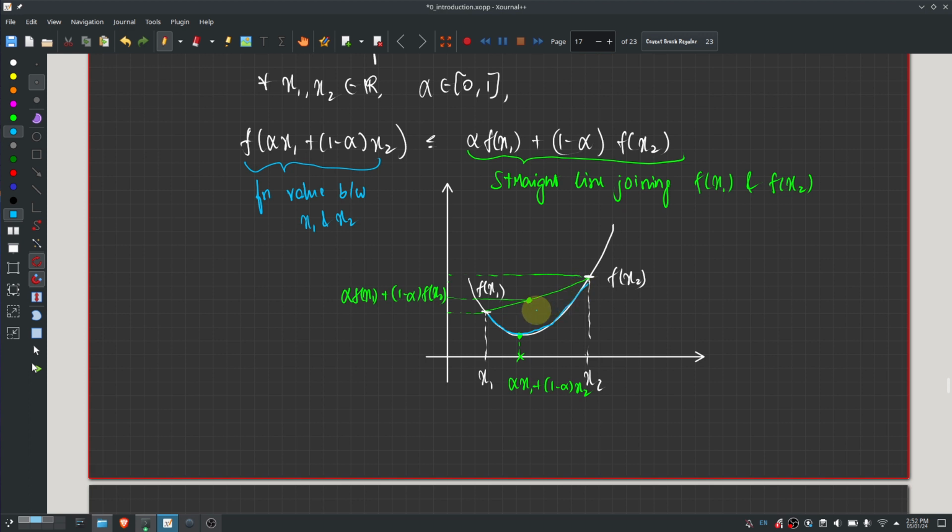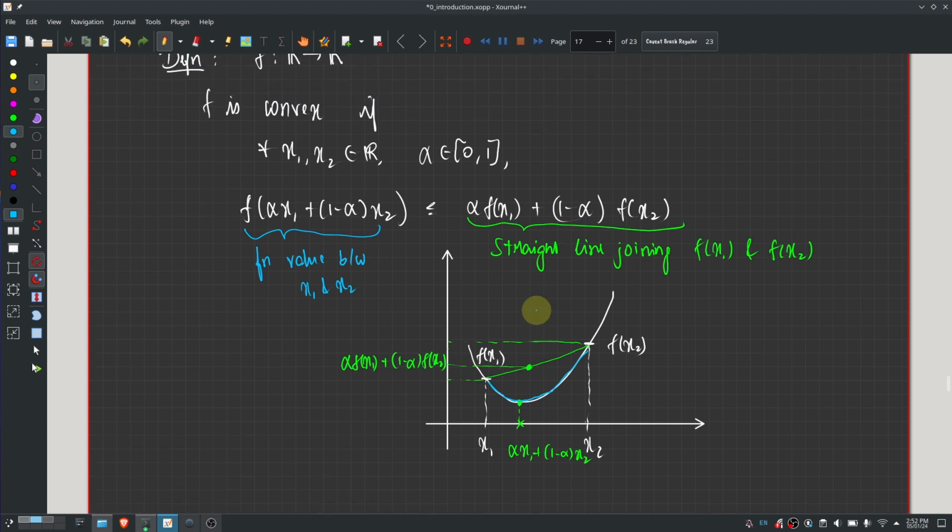Right, so another way of defining a convex function, so it's a function where the value of the function is always below the straight line joining any 2 points on that curve. Okay, is that fine? And this works for any function. It could be differentiable, it need not even be continuous for that matter.